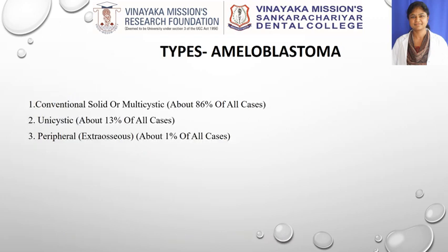Ameloblastomas are of three types. The first being the conventional solid or multicystic, which accounts for about 86% of all the cases. The second category, the unicystic, which accounts for about 13% of all the cases. The third, we have the peripheral or the extraosseous ameloblastoma, which accounts for 1% of all the cases.